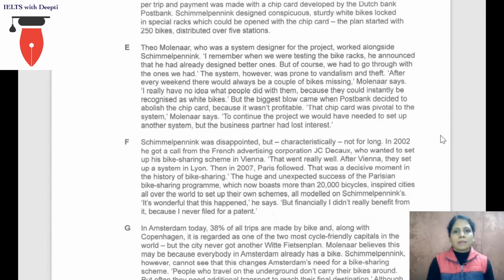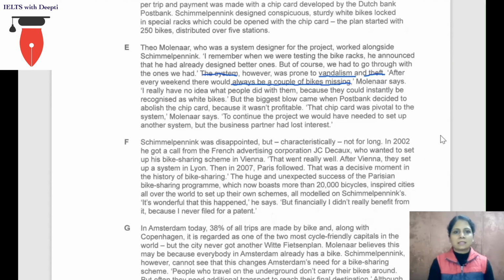So in this paragraph, if you read it, you will identify that when the bike racks were being tested, they identified that the bikes underwent vandalism, which means they were mishandled, and some of them were even stolen. And that is why some bikes always went missing. So in this paragraph, we find the answer to question number 14. Okay. So for question number 14, we can write answer choice E. So that gives me the correct answer here.